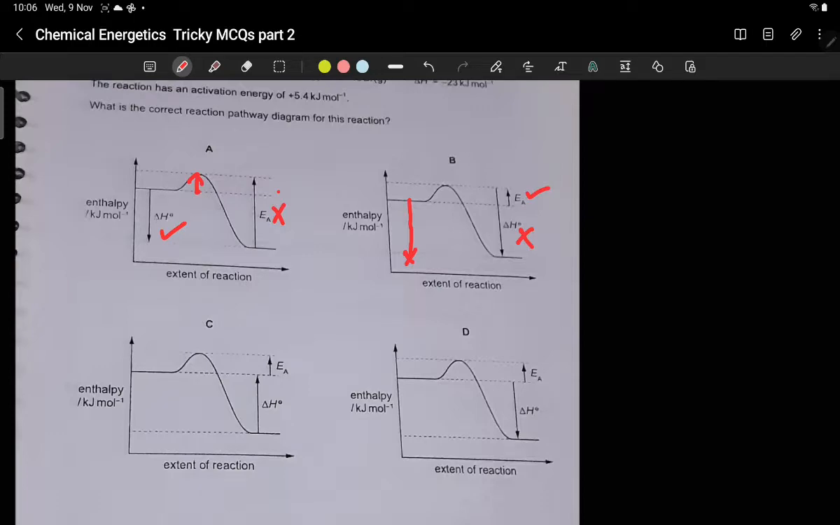For this exothermic reaction, activation energy is labeled correct, but enthalpy change is labeled incorrect, because for an exothermic reaction we should always draw the arrow down, not like this. So the direction should be like this. So D option is correct, because activation energy is labeled correct and enthalpy change is from reactant to products. So this D option is correct.